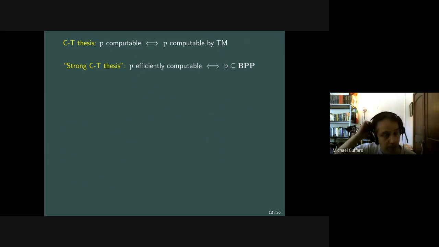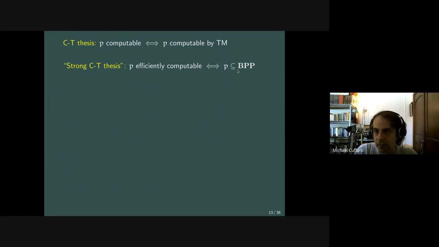The strong Church-Turing thesis is not that. It's a thesis that's relevant to complexity theory, and it essentially says that if P is efficiently computable, then P is a member of BPP. So I'll note here that I'm going to continue thinking of it in terms of BPP in this way.